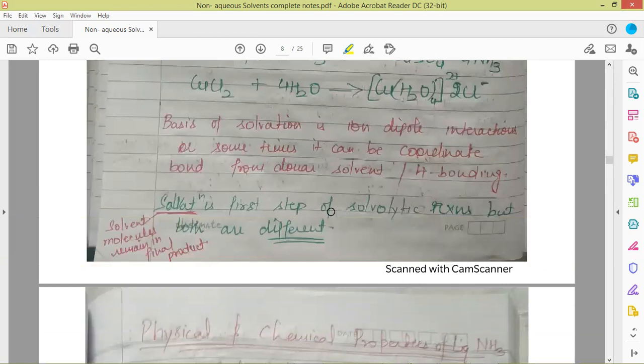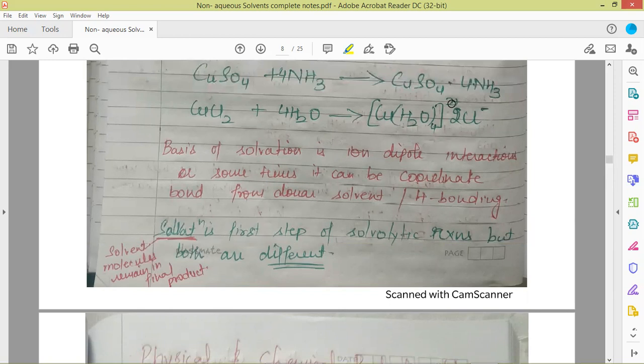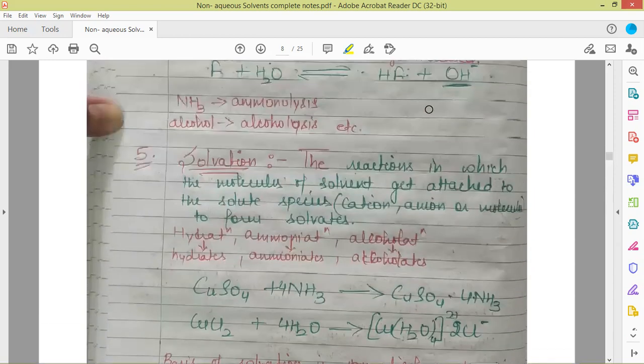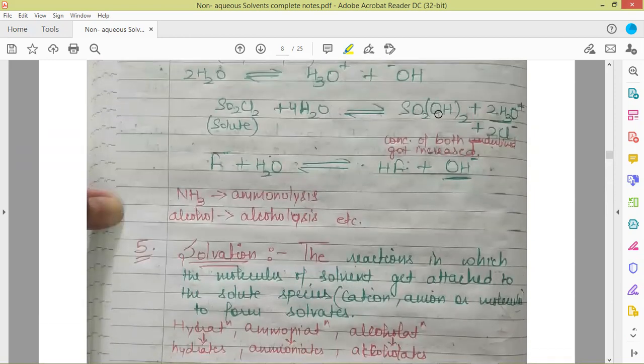So we can call the solvation reaction the first step for the solvolytic reaction, but these are two different types of reactions, because in solvation reactions, solvent molecules remain in the final product. Here the complete solvent molecule is there in the final product, but in solvolysis either the cationic part or the anionic part is there in the final product. This is the difference between solvolysis and solvation reactions.